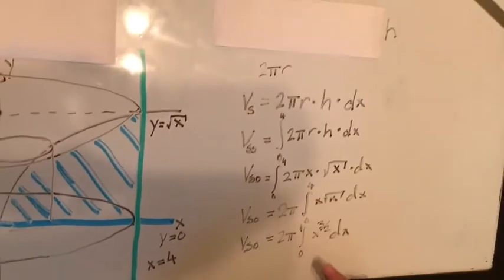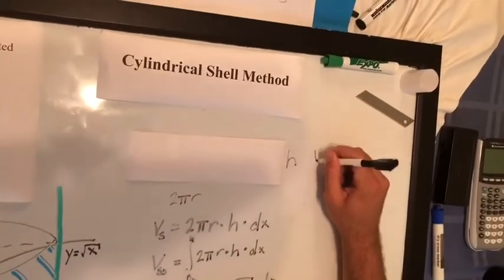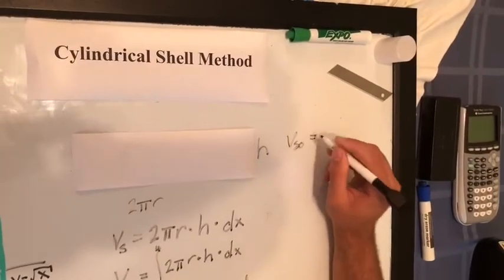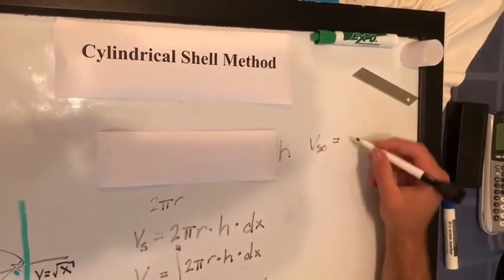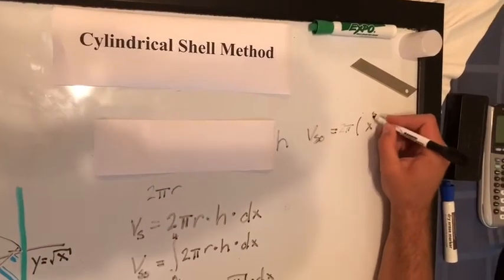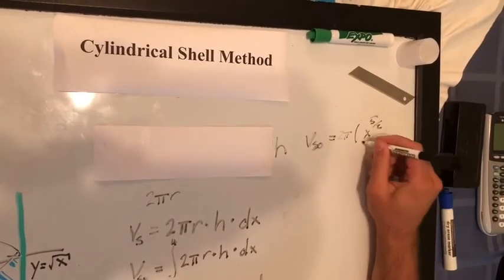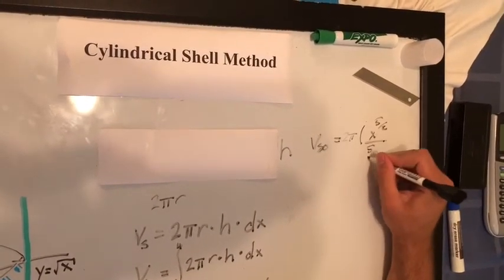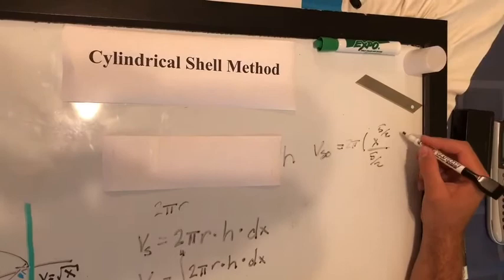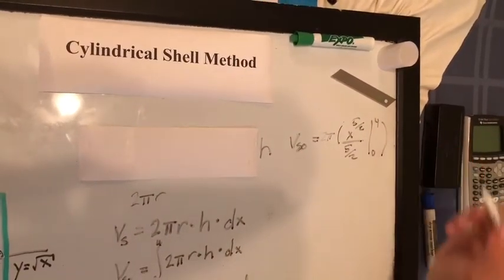Now we must integrate. When we're integrating, we know that we just add 1 to the exponent, right? Times x to the 5/2. But then we must also divide by that new exponent. 2 from 0 to 4. Boom.